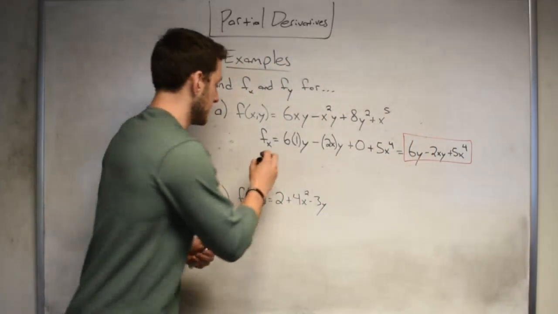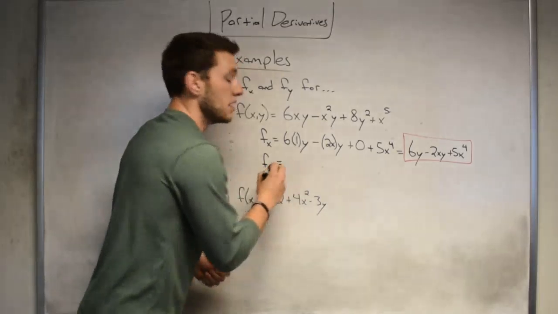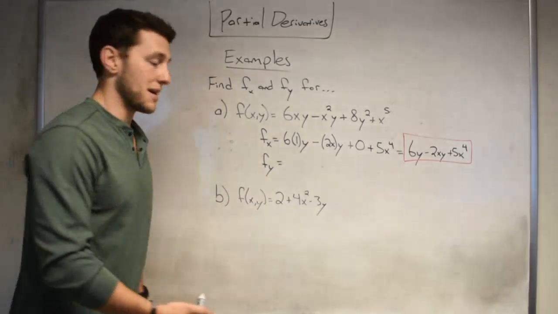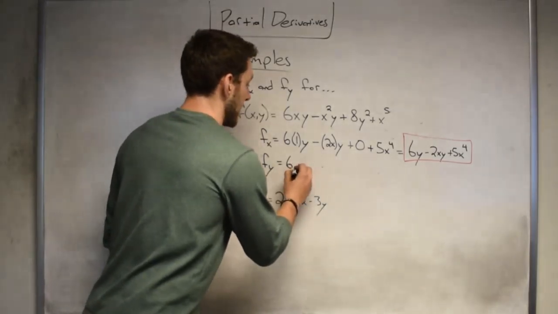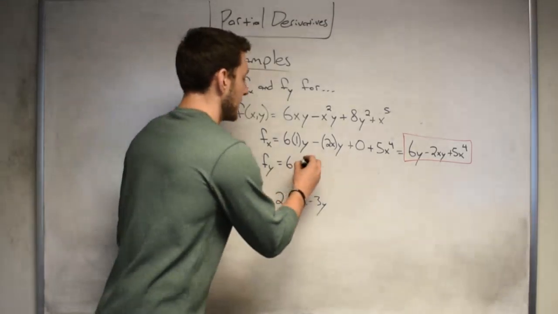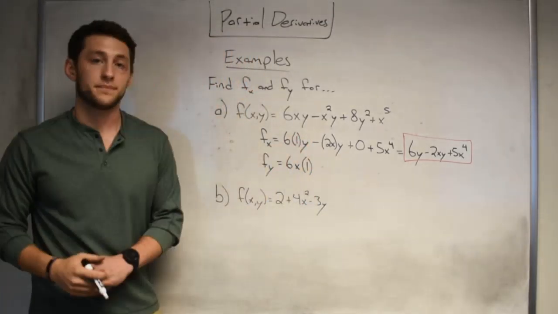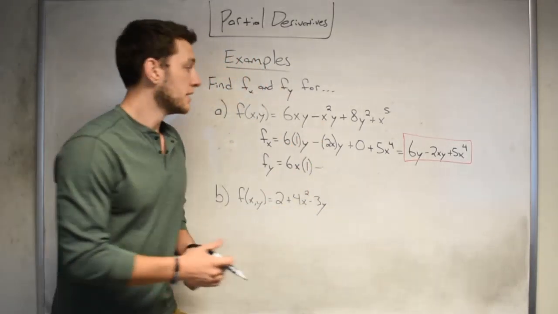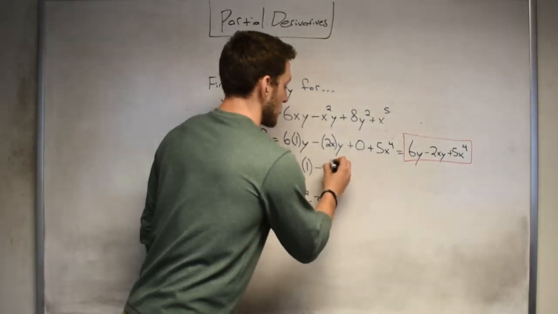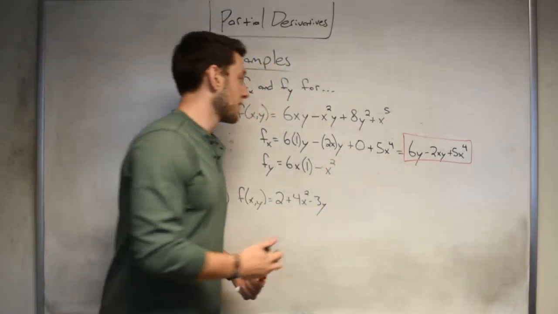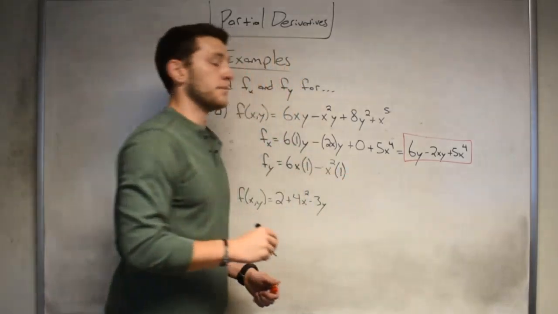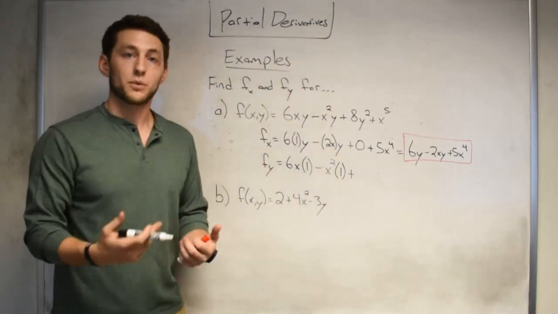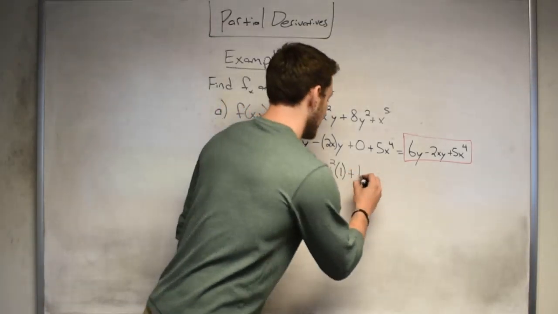To find f sub y, we treat x like a constant while deriving the y variable. So when I approach the term 6x times y, I copy down everything that's not the y term, 6x, and then I derive the y term, giving me 1. Moving on, I have the same approach with x squared times y. Copy down the non-y terms, which is just x squared in this case, and derive the y term, 1. 8y squared we can derive regularly with respect to y, giving me 16y.